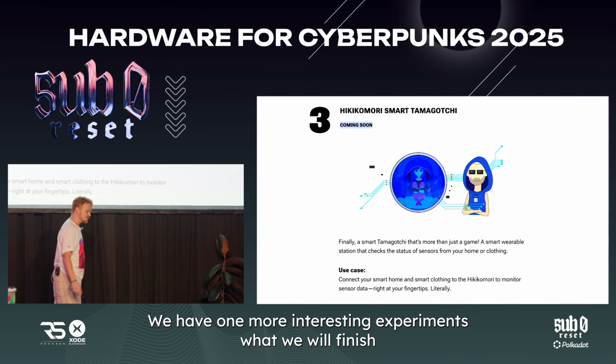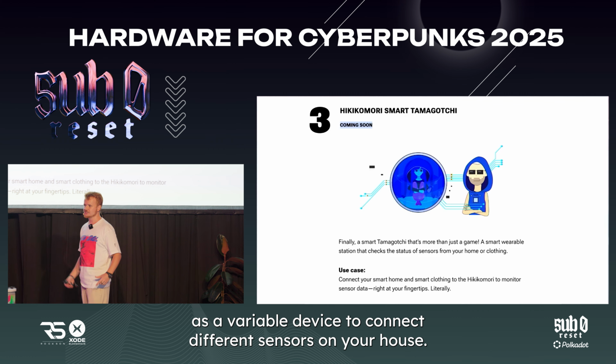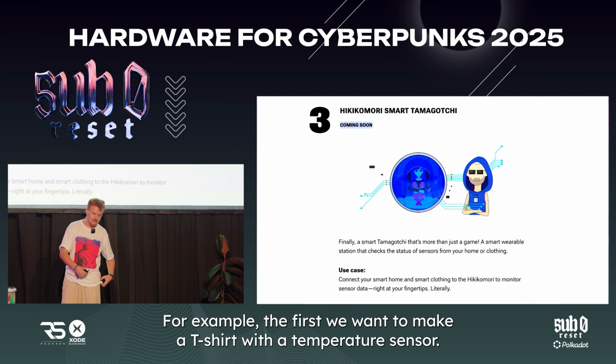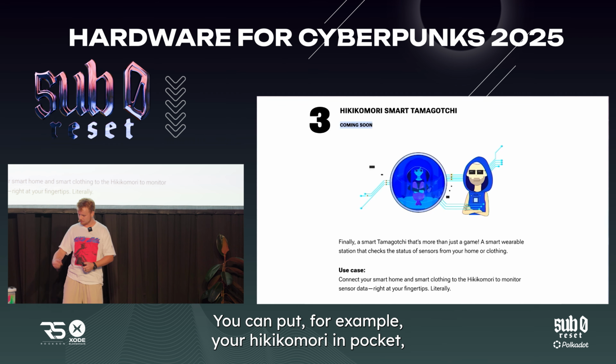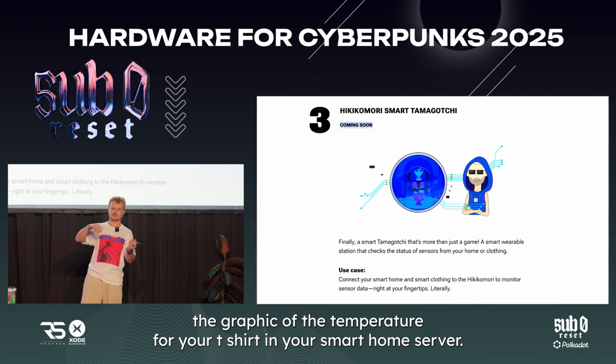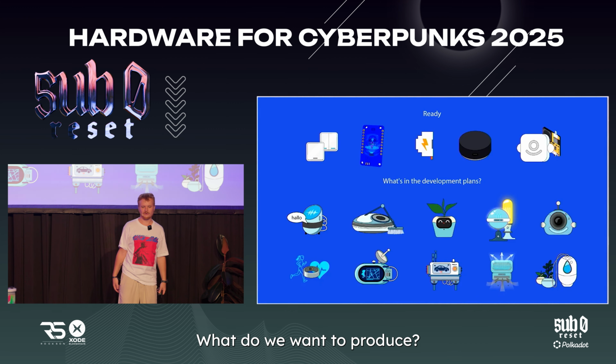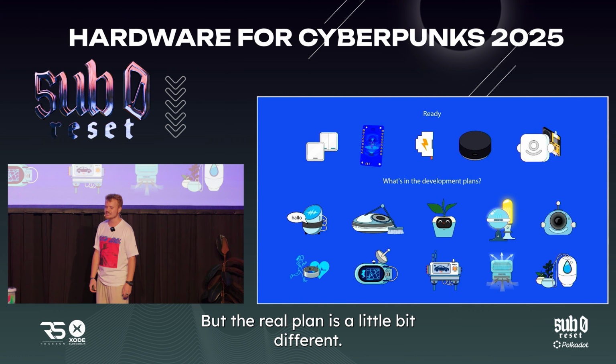We have one more interesting experiment that we will finish, I guess, before next summer. We want to make Hikikomori a wearable device to connect different sensors on your clothes. For example, first we want to make a t-shirt with a temperature sensor. You can put your Hikikomori in your pocket, use your t-shirt the whole day, and when you come back home, you will open the temperature graph for your t-shirt in your smart home server. And these are only the first 3 devices we want to produce, but the real plan is a little bit different.